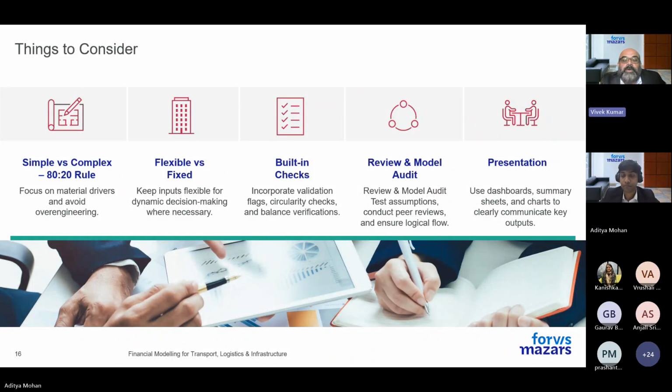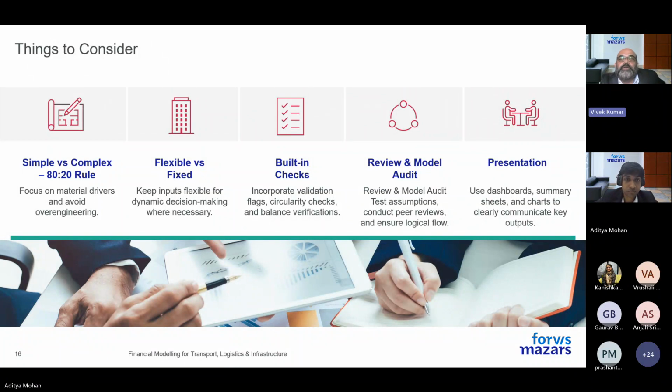Aditya, just one point here. Yeah, sure. So when you're looking at simple and complex, 80-20 is a good rule to follow. Another rule is when you're using Excel formulas, keep your Excel formulas simple. If you have to do a complex scenario, break it up into different segments.